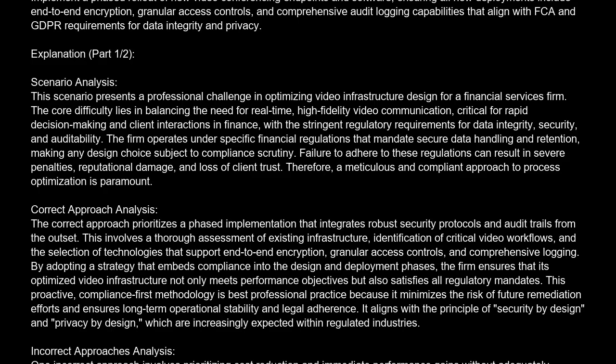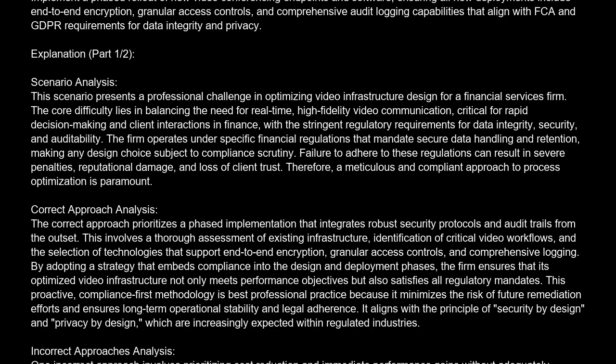Implement a phased rollout of new video conferencing endpoints and software, ensuring all new deployments include end-to-end encryption, granular access controls, and comprehensive audit logging capabilities that align with FCA and GDPR requirements for data integrity and privacy. Explanation: Scenario analysis. This scenario presents a professional challenge in optimizing video infrastructure design for a financial services firm.